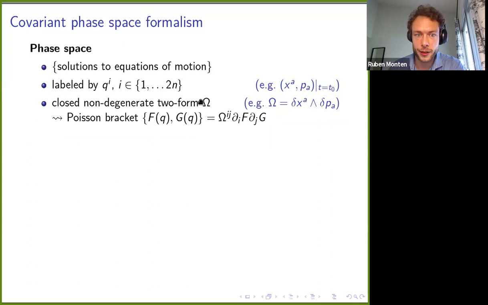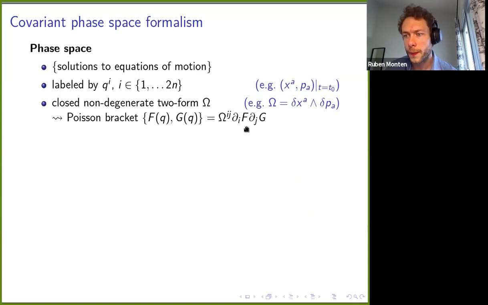I've used a finite number here, but in general, in field theory, for example, there can be an infinite number. And the position and momentum of a particular particle at a certain time is only one such choice of coordinates. It's not unique. It can be convenient, but it's definitely not unique. On top of that, this particular space always needs to have a symplectic form, which is a closed and non-degenerate two form, which we can use, if we invert it, to calculate Poisson brackets of functions on the phase space in this way.